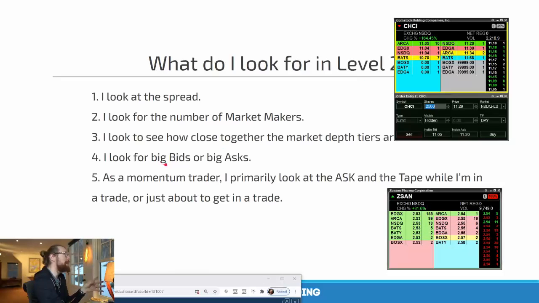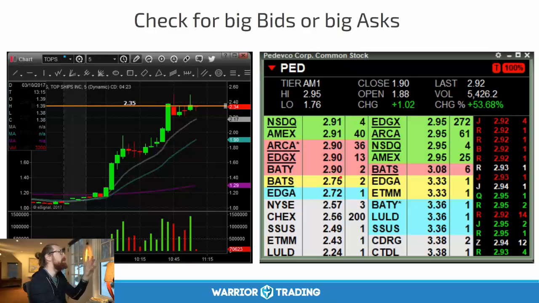And then I look for big bids or big asks. You have to be careful when you say that. You don't want to tell the wrong person that you're looking for a big ask, because they might misinterpret what you're saying. But I look for a big bid and a big ask. When I see big numbers there, they stand out for me. As a momentum trader, I am primarily looking at the ask and the tape while I'm in a trade or about to get out of a trade. So my eye is right in this area. But let's look at those big bids.